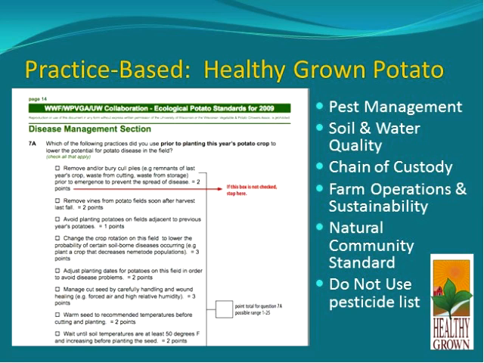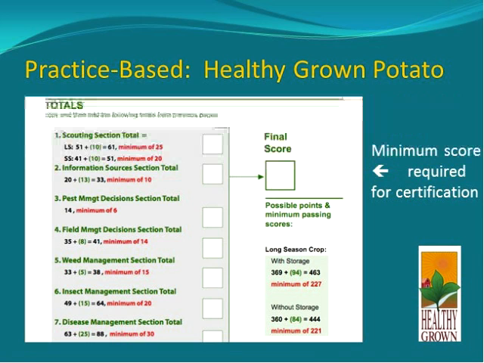And then it gives a number of practices that relate to that question, and each question has a different point value assessed to it. And so the producer will go through the standard and read through the questions and check off whichever practices he or she implements related to that question, and then adds up their points at the end. And if they meet a certain minimum requirement, then they get certification, or they're recognized as certified Healthy Grown.